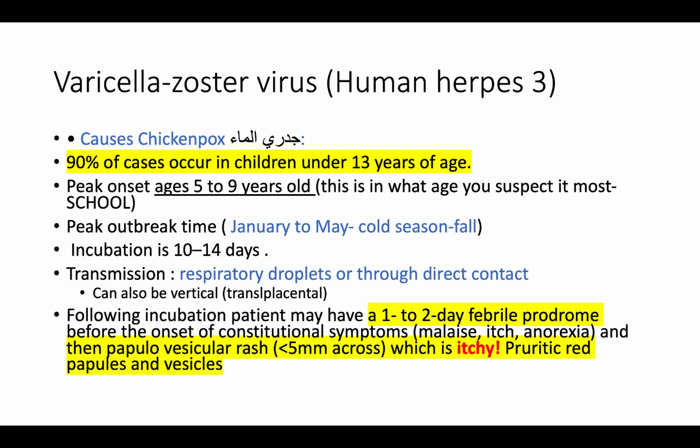Incubation من بعد 10 أيام لأسبوعين, and then transmission about respiratory droplets through direct contact, and can also be vertical through the placenta. Following incubation, the patient might have the prodrome اللي حكينا عنها, then constitutional symptoms اللي هم حكيناهم as well, and then we'll have the papulovesicular rash. So papules with vesicles, which is very itchy. This is the main problem للأطفال because it's very itchy. They're going to keep scratching it, releasing more virus and then causing more lesions. And it is the most uncomfortable symptom. So هون بيستخدموا له تعطيه مثلا calamine lotion or something to reduce the itching, as it is the يعني symptom that bothers them the most.